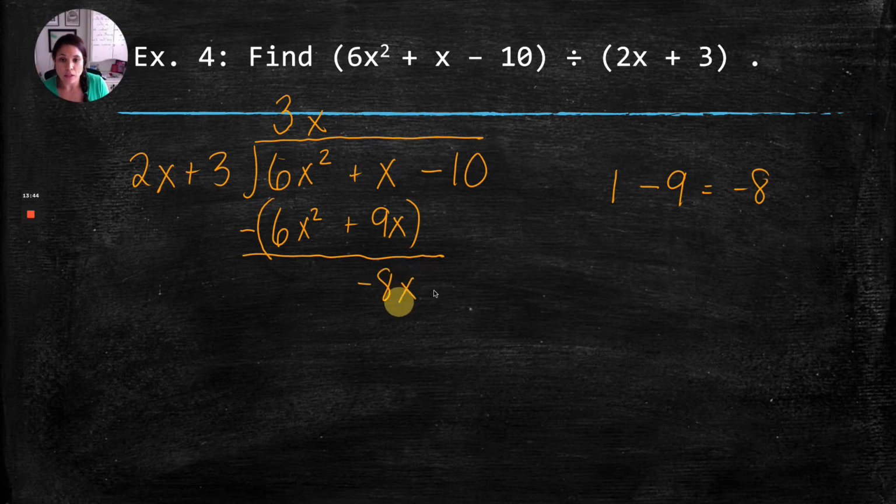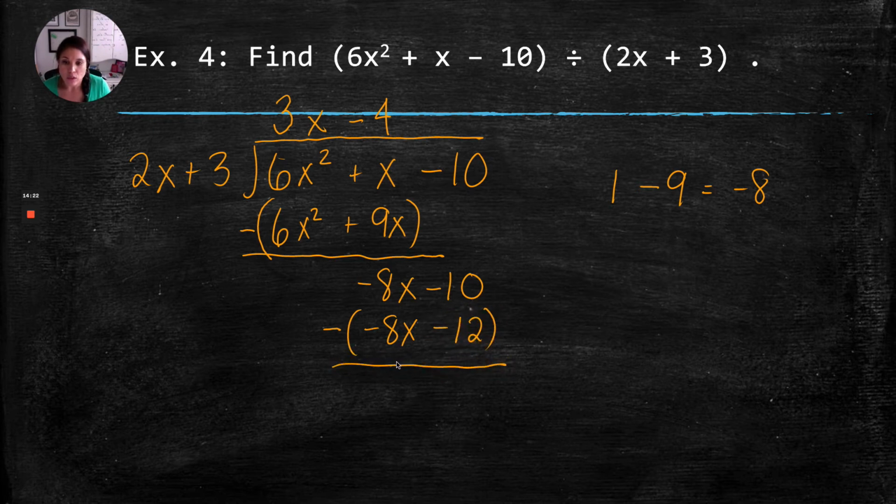We bring down the next term, which is negative 10. And we start the process all over. 2x goes into negative 8x negative 4 times, because negative 4 times 2x is negative 8x. Remember, we are subtracting. Negative 4 times a positive 3 is negative 12.